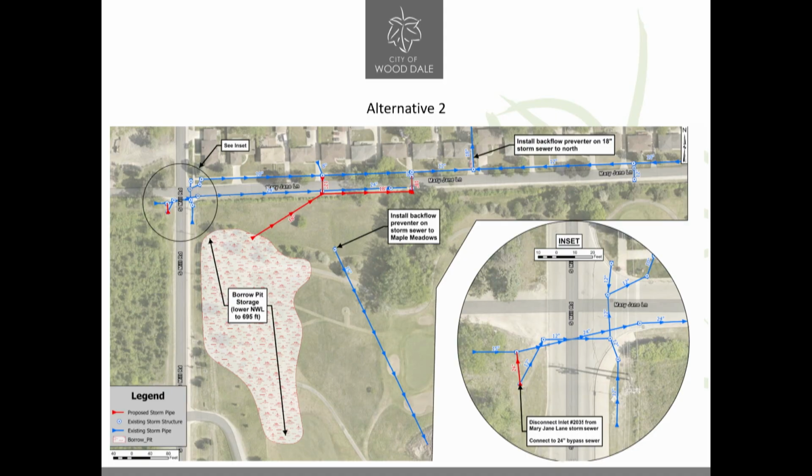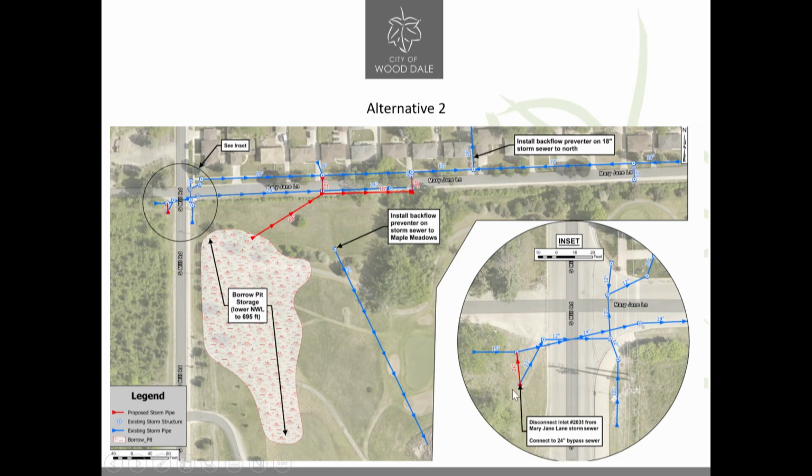So this would be alternate 2. You see this kind of colored area here would be where the detention basin is. That provides about 1.9 acre-feet of storage. We would connect that hydraulically with the Mary Jane Lane storm sewer. So when the Mary Jane Lane storm sewer is charged, it begins to backflow into the storage basin.